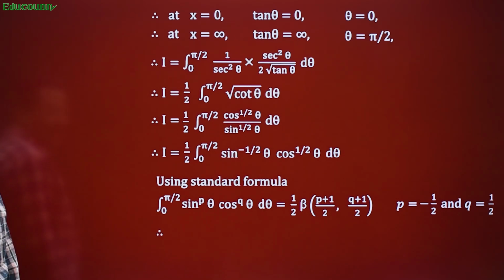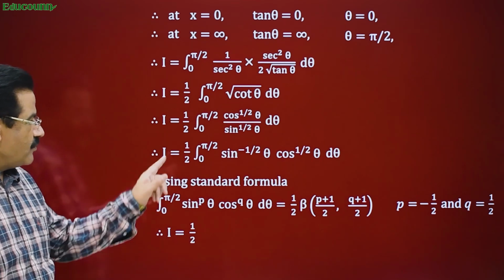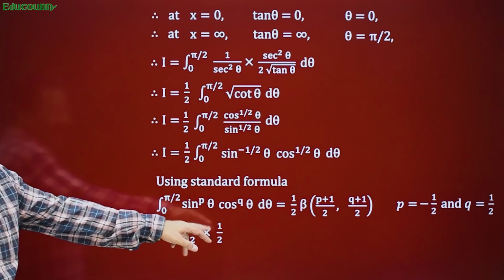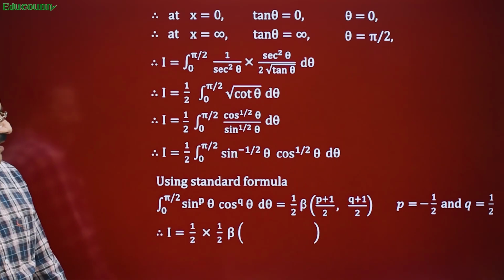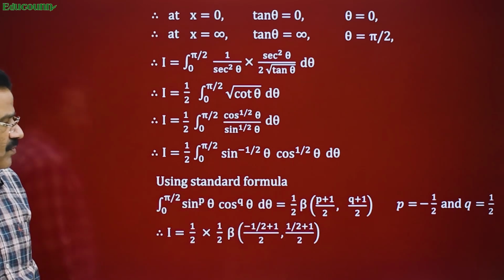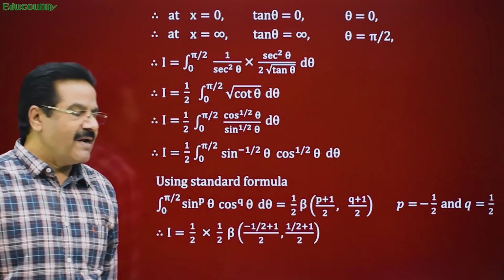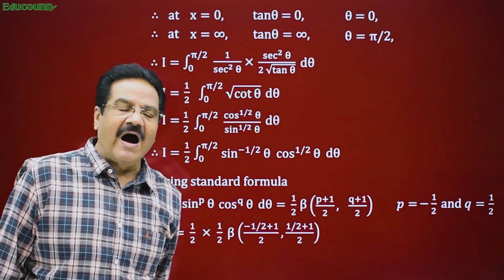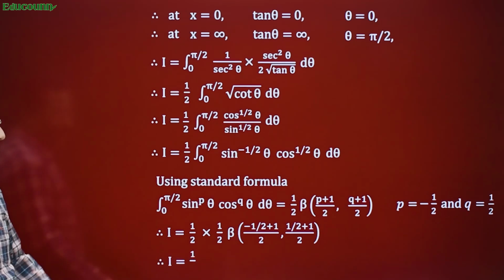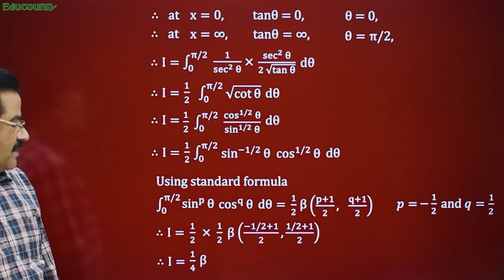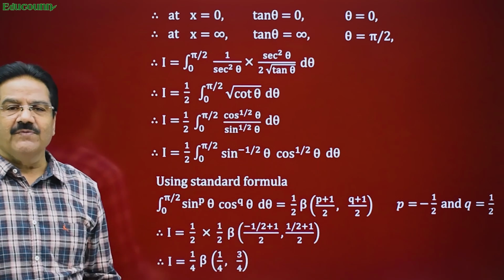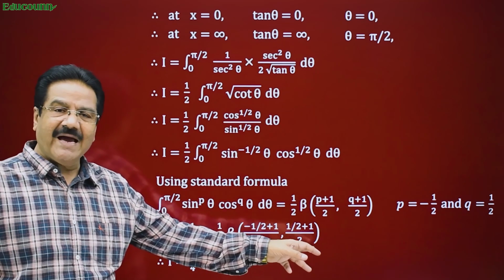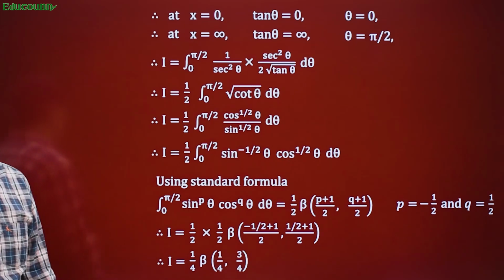So therefore we can write I is equal to 1 by 2 as it is, and then there is 1 by 2 in the formula as well. So multiplied by 1 by 2 beta of (minus half plus 1) upon 2, (1 by 2 plus 1) upon 2. So just by replacing p by minus half and q equal to half, we are going to simplify it further. 1 by 4 into beta of, minus 1 by 2 plus 1 is 1 by 2, 1 by 2 upon 2 is 1 by 4. Similarly, the second term can be simplified, and that is 3 by 4.